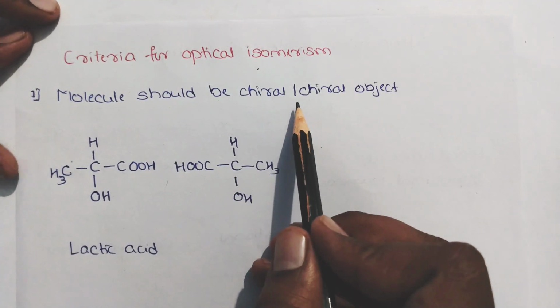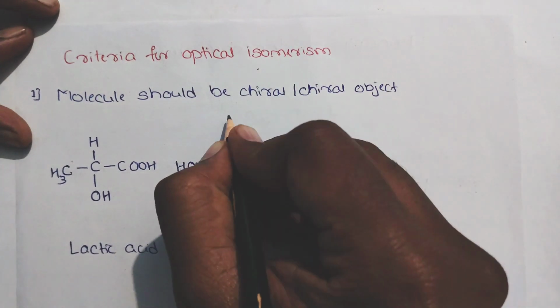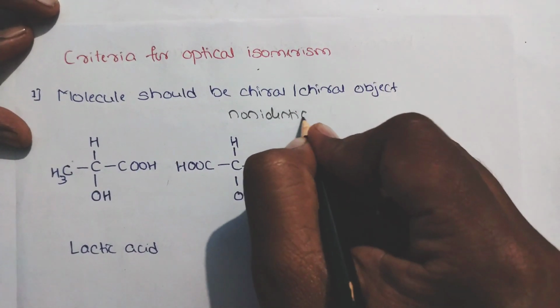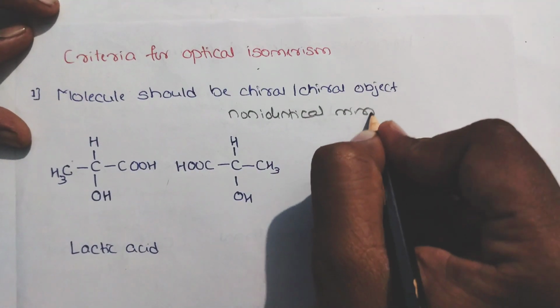Then what is meant by chiral? Chiral means non-identical mirror image.